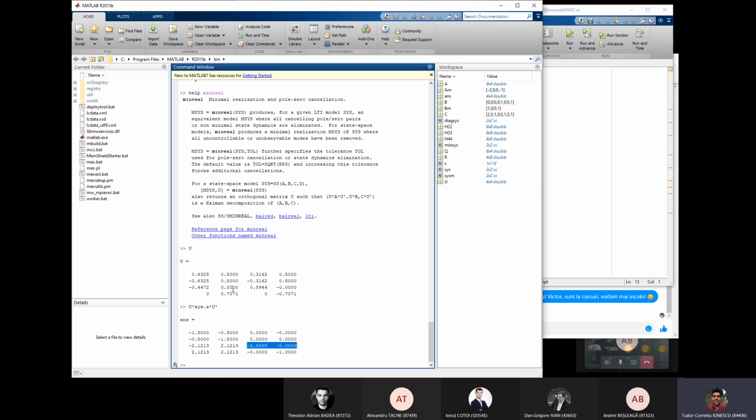Again, I'm telling you once again, this is a minimal realization, so it's exact. It's canceling all the uncontrollable and the unobservable parts of the system. It's only keeping the controllable and the observable part. This is no approximation.